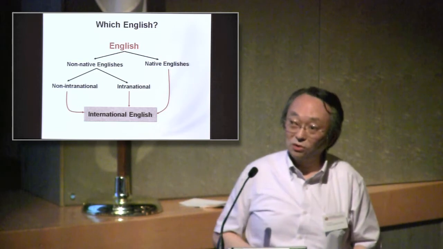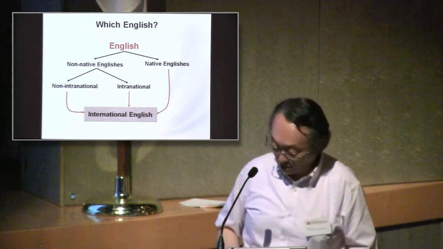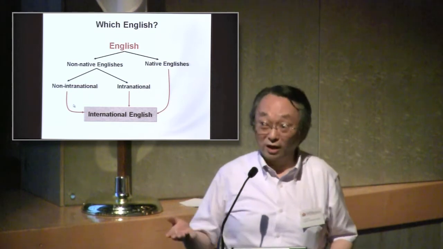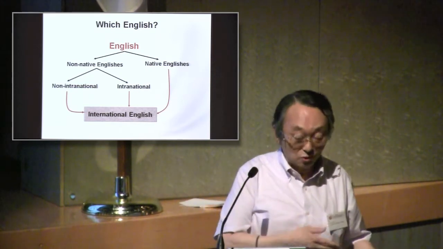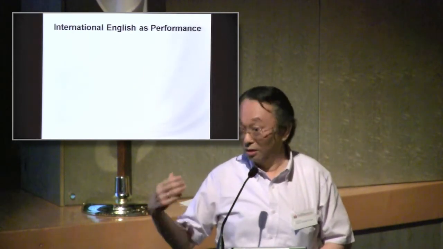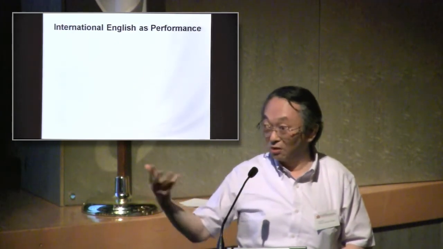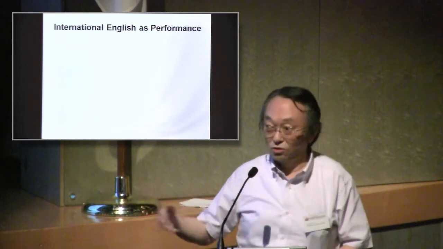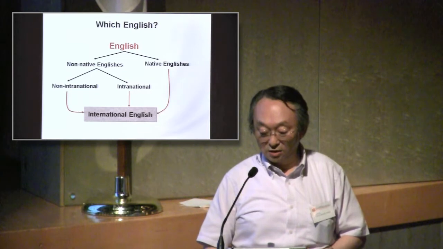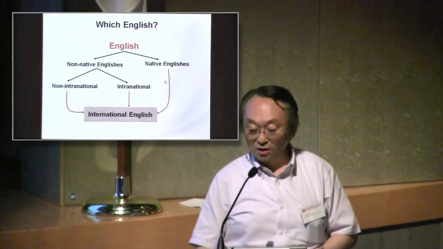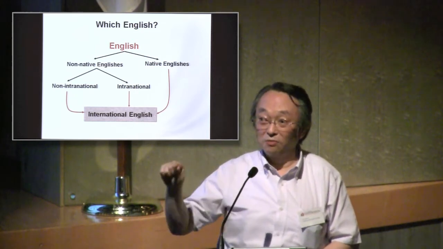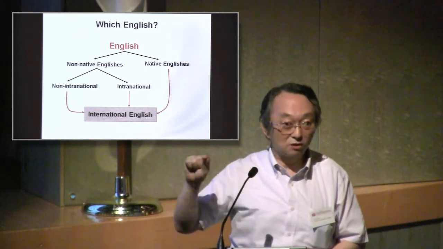The non-native Englishes, on the left-hand side, you have non-intranational, which means English as a foreign language, like in Japan, China, Korea, and so forth. Intranational, non-native English, like in India, the Philippines, Malaysia, and so forth. Second language English, official English. And what Strevens says is that international English is a kind of English which is what he calls equidistant from all types of English. It's equidistant from all types.